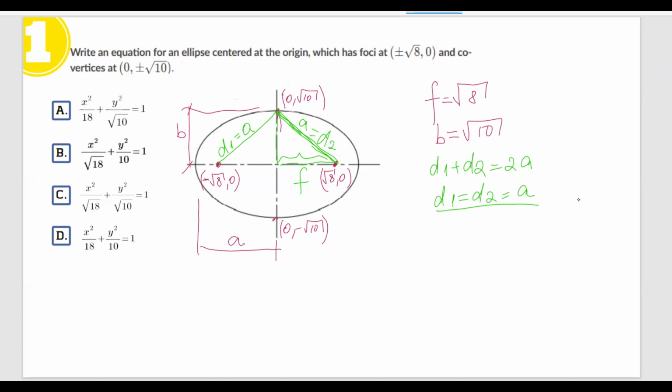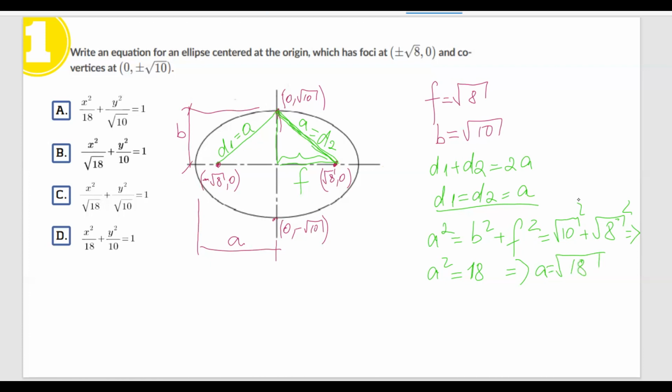So let's use the Pythagorean theorem. A squared is going to be equal to B squared plus F squared. And this equals square root of 10 squared plus square root of 8 squared. The result is that A squared equals 18. And if we need A, we can do A equals square root of 18.